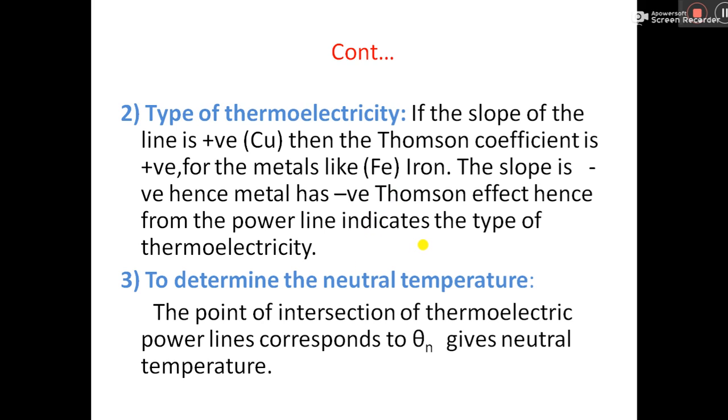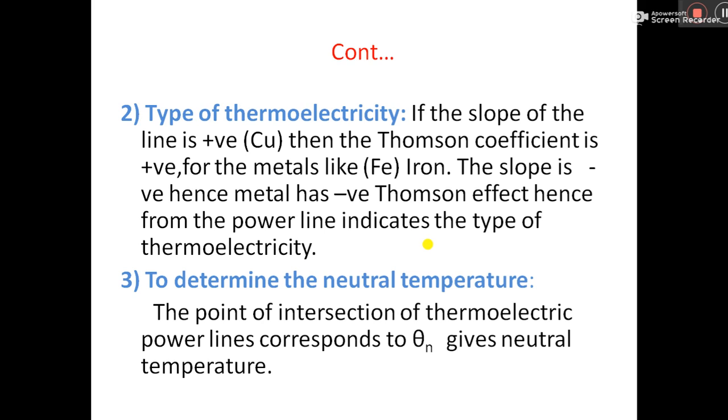Types of thermoelectricity. From thermoelectric diagram, we can also determine which type of thermoelectricity. If the slope of the line is positive, then the Thomson coefficient is positive, and the effect is positive Thomson effect. For metals like iron, the slope is negative, hence the metal has negative Thomson effect. Hence, the power line indicates the type of thermoelectricity.